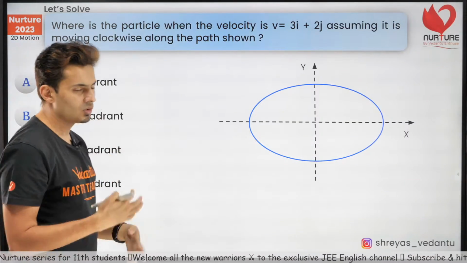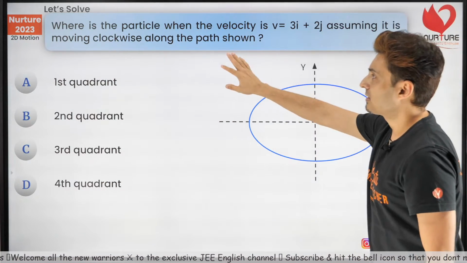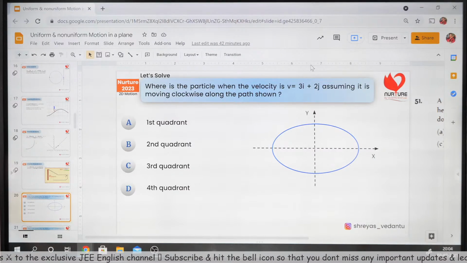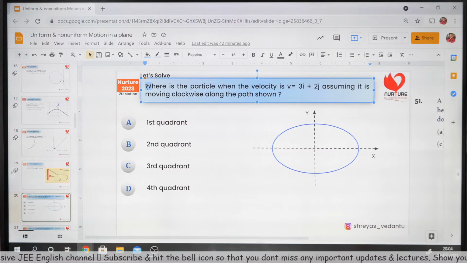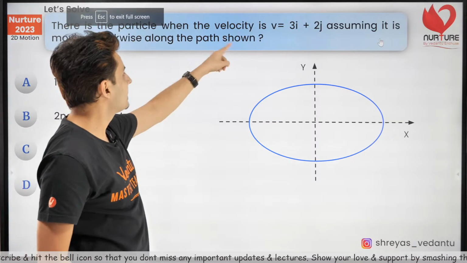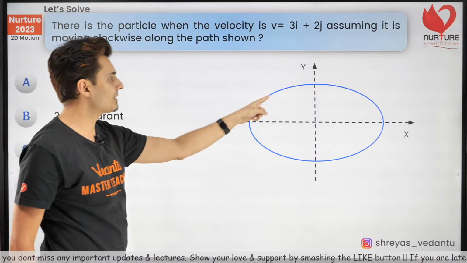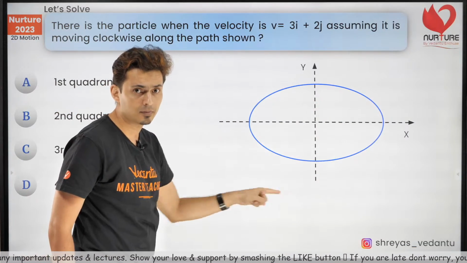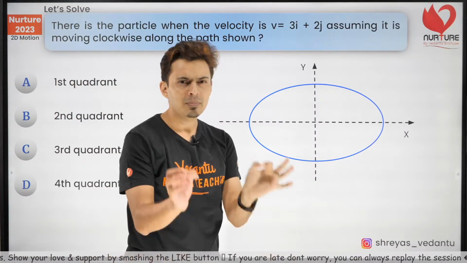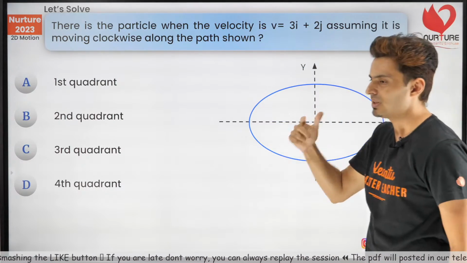Okay, let's start doing some questions so that you get some hang of it. Here is one of the first questions coming up on your screen. There is a particle. Oops, let me just change this. Okay, so there is a particle. And assuming it is going in clockwise direction in the path shown, this blue line curve is the path of that particle and it is going in the clockwise direction. At some instant the velocity is 3i cap plus 2j cap.